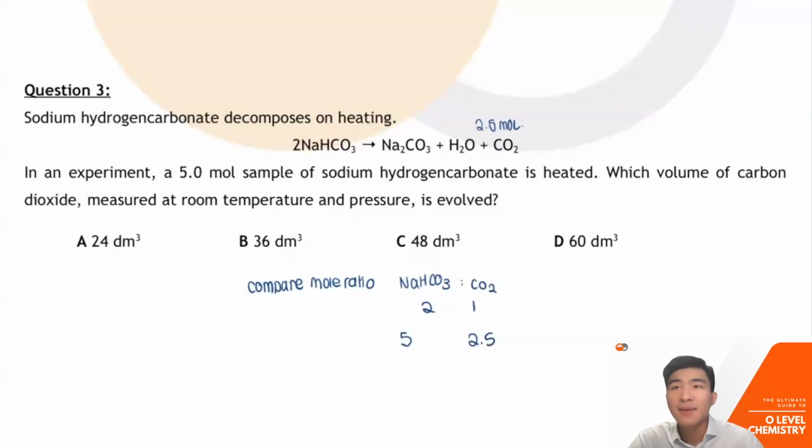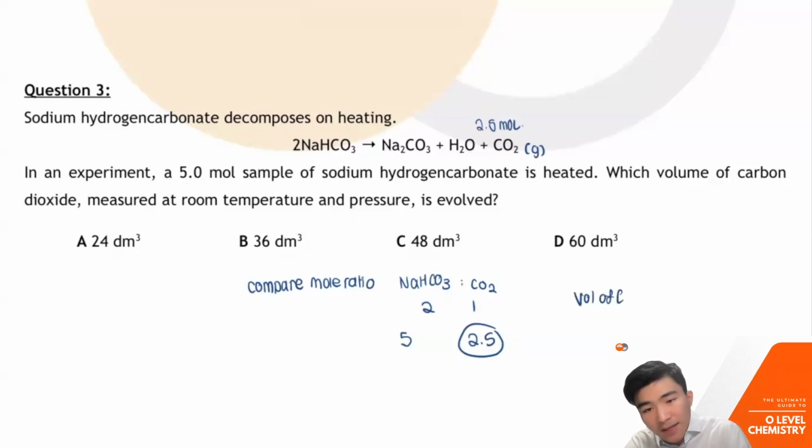Melissa says D. Richard says D. Very good, fantastic. I think most of us managed to get D as the answer, right? So how do I do it? Since I know that there are 2.5 moles of carbon dioxide, which is a gas at room temperature, I'm going to apply molar gas volume. So the volume of CO2 is 2.5 multiplied by 24, which gives me 60. Answer is D.